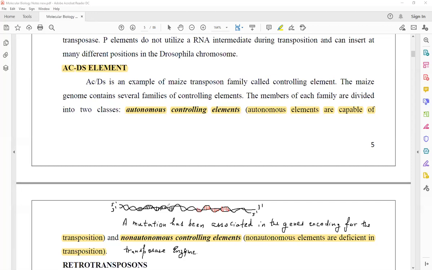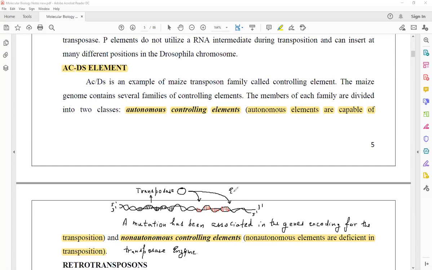So these autonomously replicating sequences will encode an enzyme called as transposase. It will encode an enzyme, and the enzyme that will be encoded is referred to as transposase. This transposase which is present, this transposase will go here and will also catalyze the transposition of another DNA molecule. It will cause the transposition of even the non autonomously transposable element.